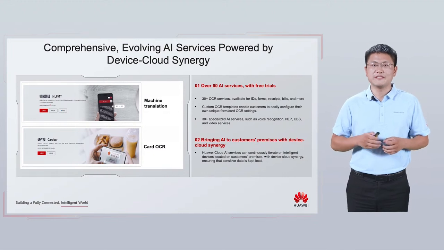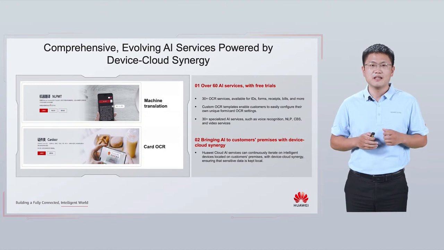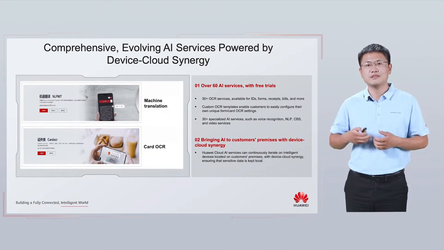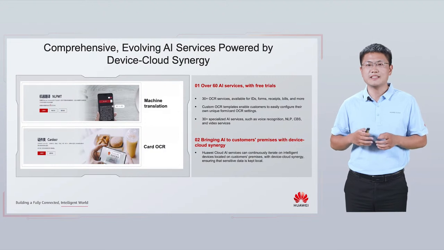Now, I'd like to present you the new AI features of intelligent RPA. First, device cloud synergy. Intelligent devices can deliver various in-house AI services to you. Currently, over 60 Huawei cloud services can be delivered, including card OCR, receipt OCR, document OCR, natural language processing, conversational bot services, and video analysis services. With device cloud synergy, you can iteratively upgrade your services with ease.